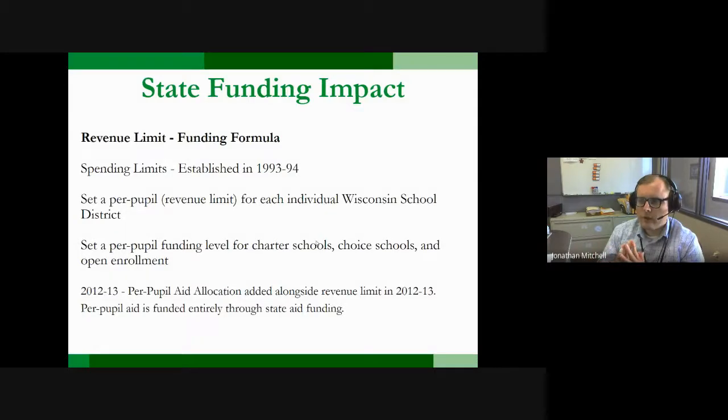Then, as we move to projection of revenues, in the second step of our process, we work through the revenue limit. So those spending limits were established in the 1993-94 school year, and that set a per pupil limit for each Wisconsin school district, as well as for charter schools, choice, and open enrollment. And so in 2012-13, in addition to these revenue limits per student, there was also a parallel model that was created for increases that was a per pupil aid allocation. And that was funded and has been funded entirely through state aid funding. So that we'll talk about the differences there in a second.